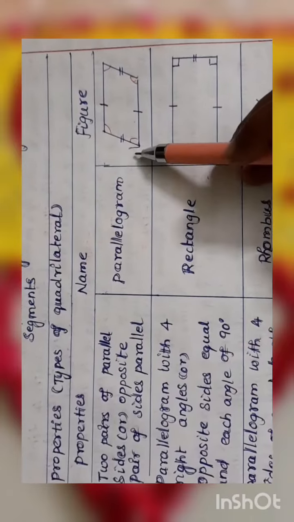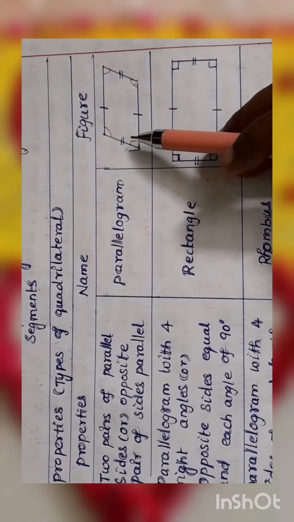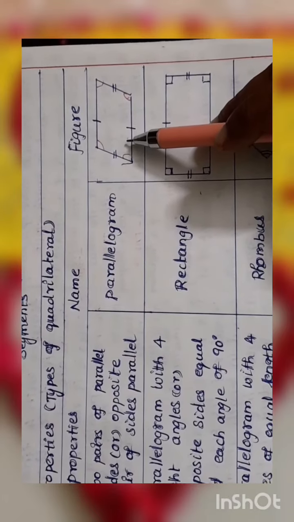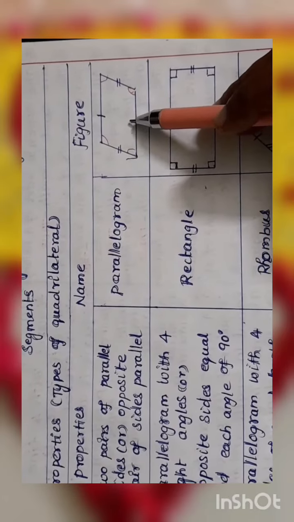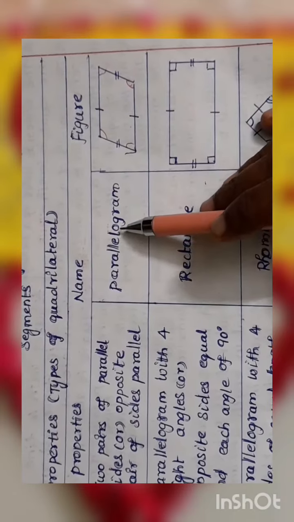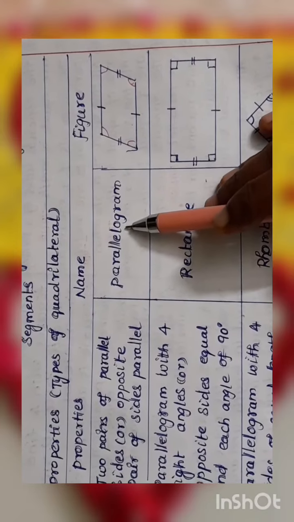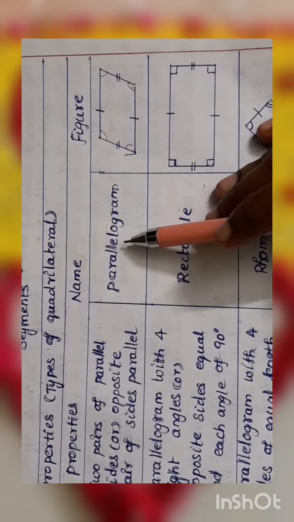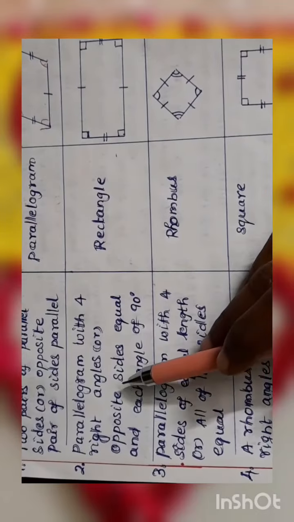If we have a polygon with two pairs of parallel sides, here we will check: this is the first pair, this is the second pair. Two pairs of parallel sides means opposite sides are parallel, and that is called a parallelogram. That quadrilateral is a parallelogram. Let us move to the second type, the parallelogram with four right angles.